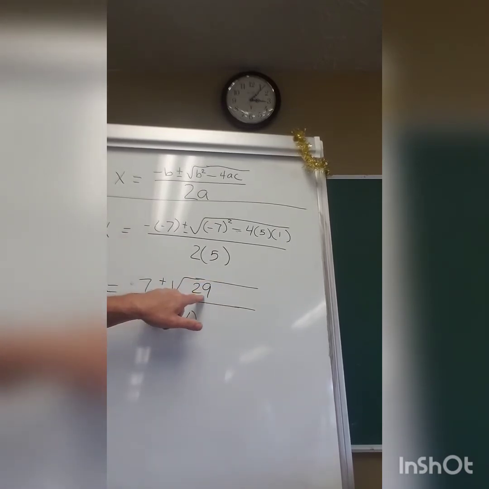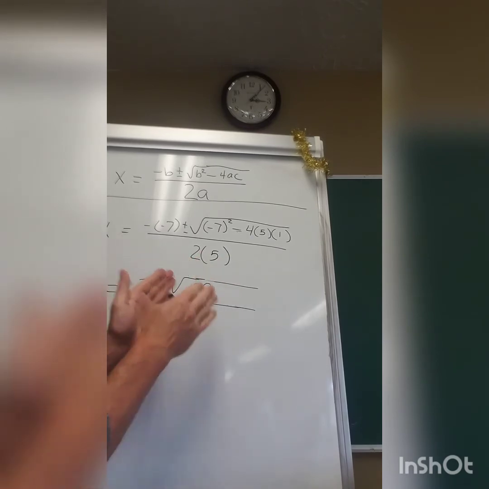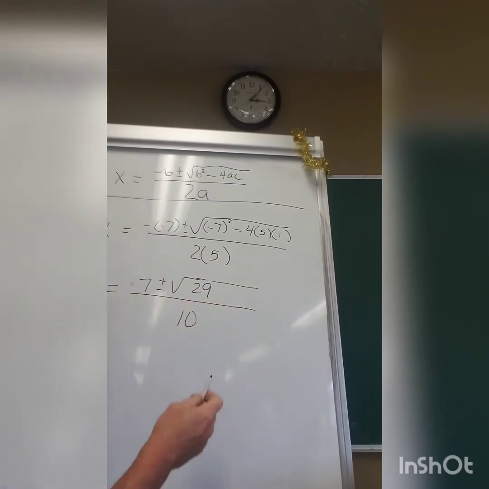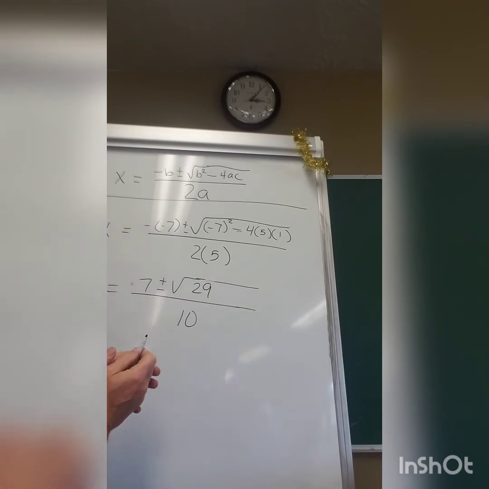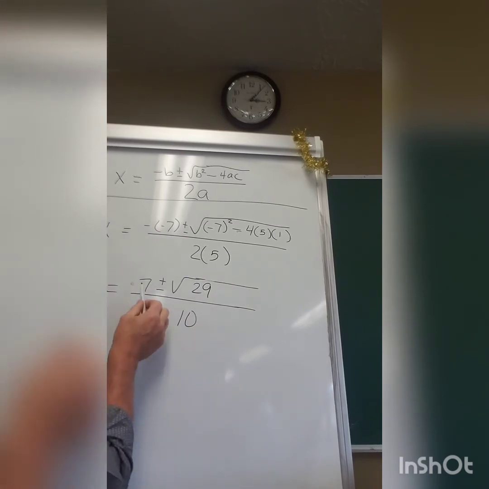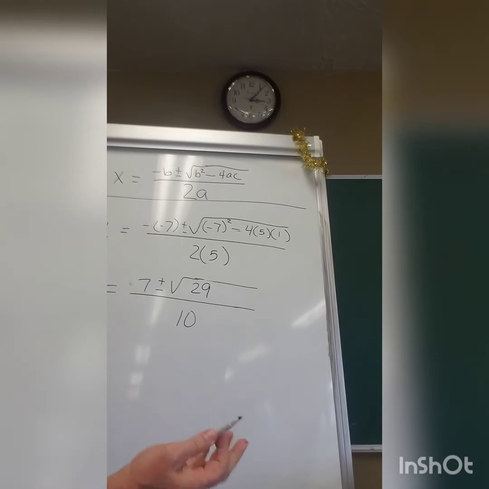Now that is no perfect square, and there are no factors of 29 that is a perfect square either. So you can't do anything with that. There's absolutely nothing you can do. You can't reduce this, so you're stuck. That is your final answer.